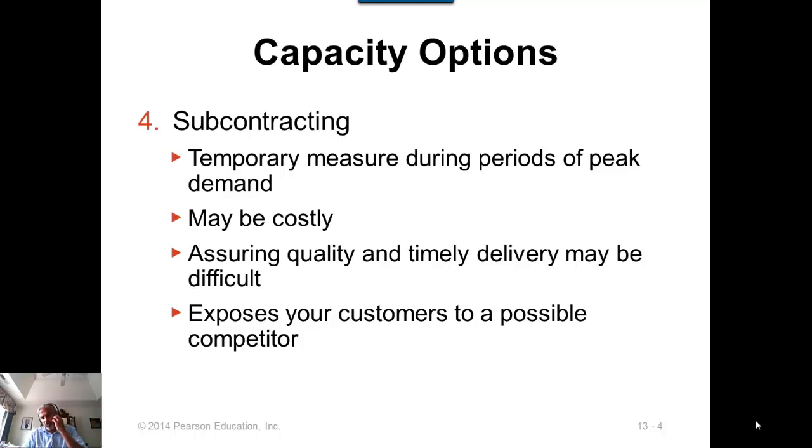And also, there is one possibility: the subcontractor learns how to produce for you. They may take that technology to your competition, and they may produce the products for them as well. You are unnecessarily subjecting yourself to competition. So that's a problem with subcontracting.